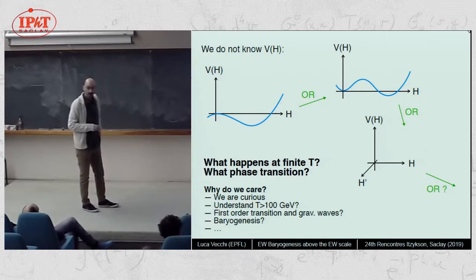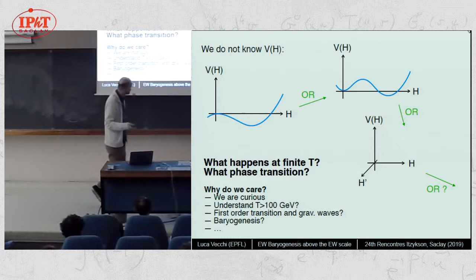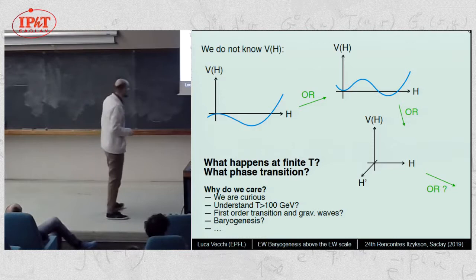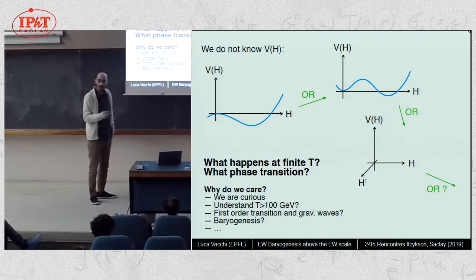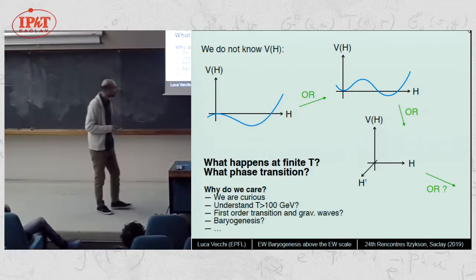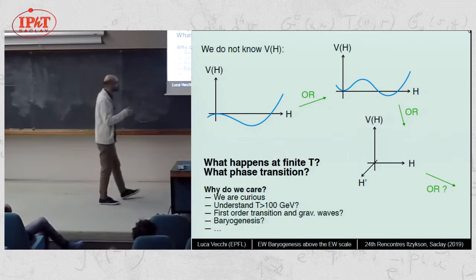So why do we care about that? We do not know about the electroweak phase transition in particular. Why do we care? Well, we are curious, of course. We should ask questions. This is the zeroth order answer. And then, of course, the fact that we do not know about the electroweak phase transition means that we do not know what happens at temperatures above 100 GeV or so. This is something very hard to probe in ways different from colliders, but maybe gravitational waves.